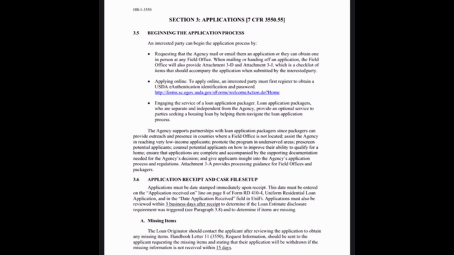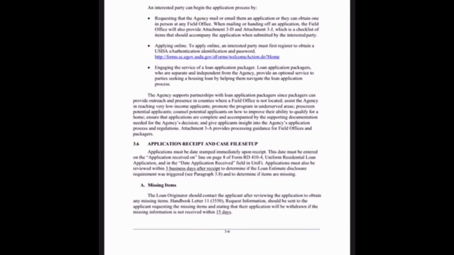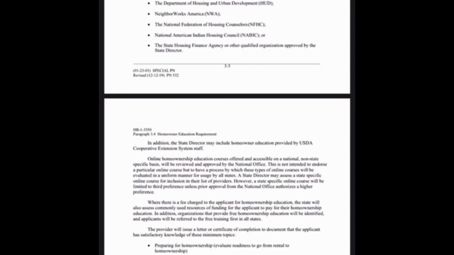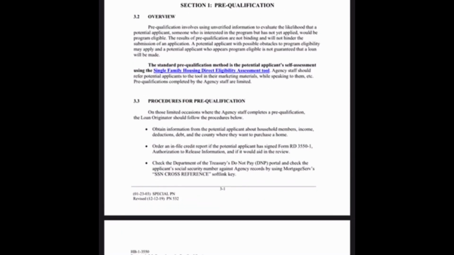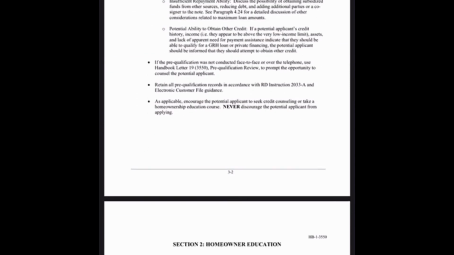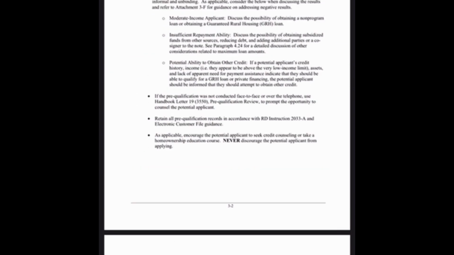And if you do have any missing items, then you will need to submit those documents to them within 15 days, or your application will be withdrawn. And you also have to send a credit reporting fee. So if it's 2 applicants, then each person will have to send a credit reporting fee so that they can run your credit.